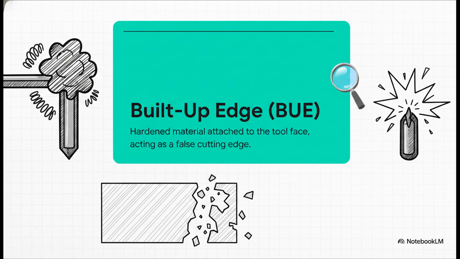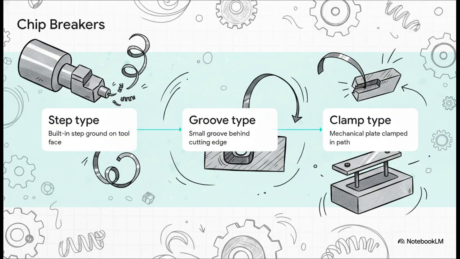But sometimes things go terribly wrong right at the cutting edge, creating a phenomenon called a built-up edge, or BUE. When you're cutting ductile metals at lower speeds, the extreme heat and pressure can cause a pile of compressed metal to literally weld itself to the tip of your tool. It forms this weird, false cutting edge, and eventually this highly strain-hardened lump just snaps off, taking chunks of your expensive tool with it and leaving a profoundly ugly, rough finish on your part.